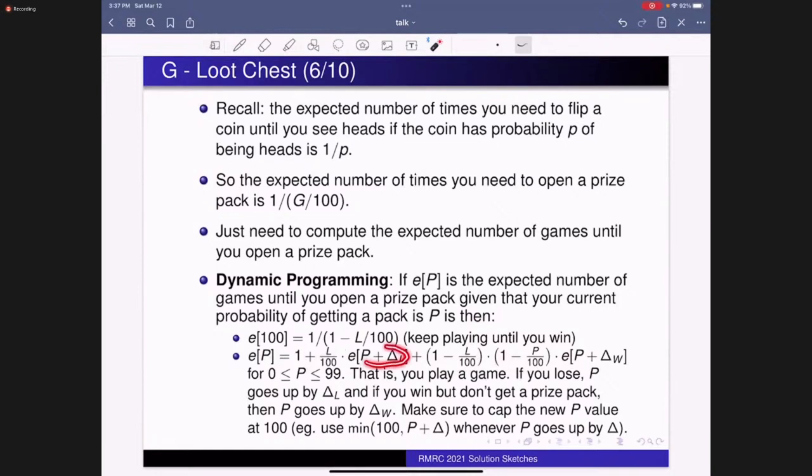And the only other thing to mention here is these terms here, you should really cap them at 100. You should really use something like this. So probability and dynamic programming together, the recurrence isn't too crazy, but you do just have to understand how the game evolves based on the different things that could possibly happen.